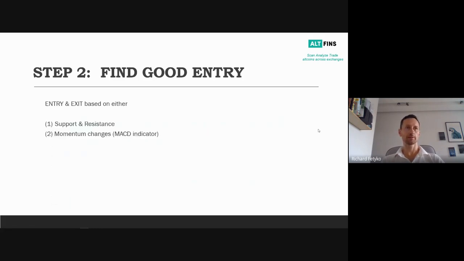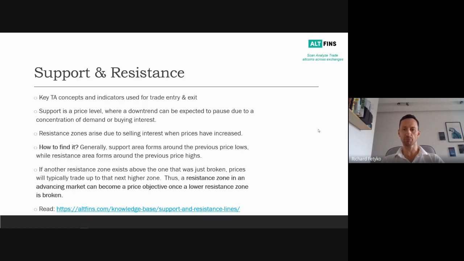And to do that, still continuing with step 2, which is how do I find a good entry and later exit, is to use support and resistance, in combination, hopefully, with a momentum change indicator called the MACD indicator. All right, so what does that mean? Let's cover support and resistance. I'm sure you've heard the term support and resistance. If you haven't, I think you'll grasp it very quickly.